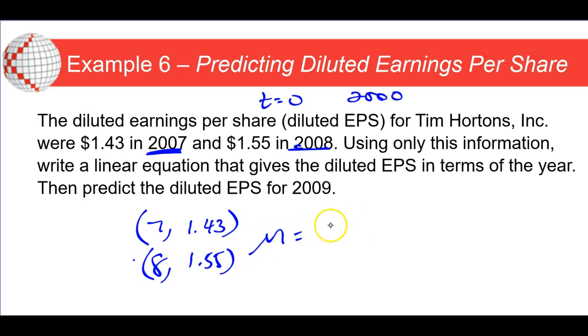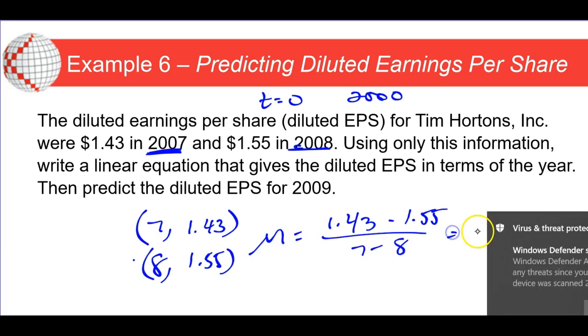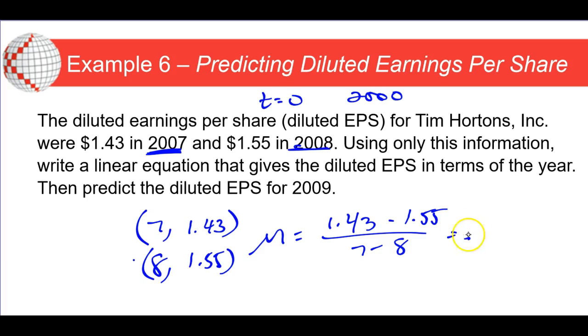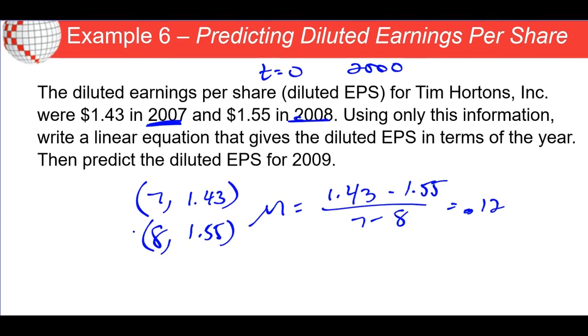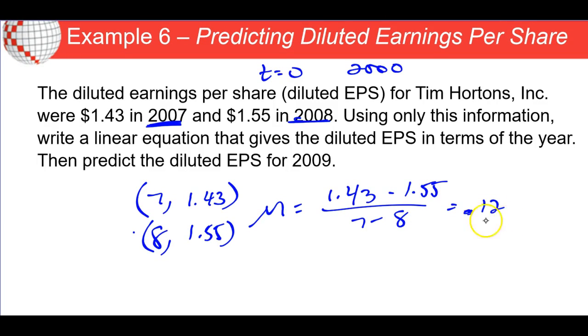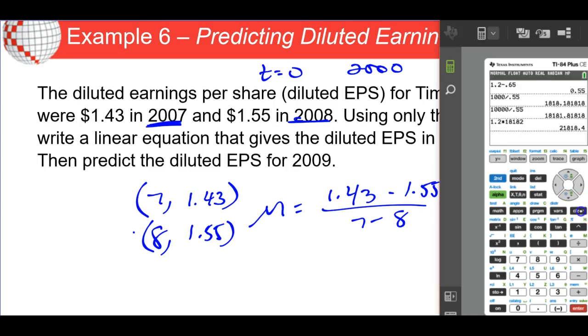And then from there, I could find my slope again: 1.43 minus 1.55 over 7 minus 8. I think this will turn out to be around 0.9. No, 0.12 maybe. You can work that out and make sure. Once you determine that that's 0.12, if you pull out your calculator, I can teach you one more thing.